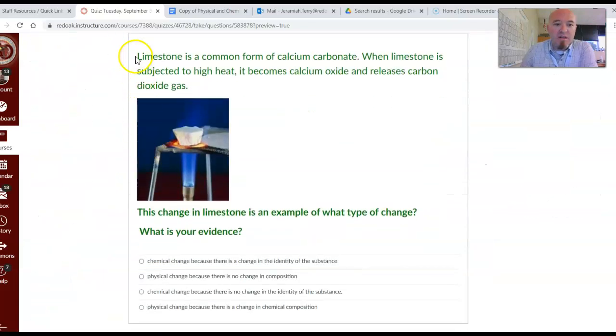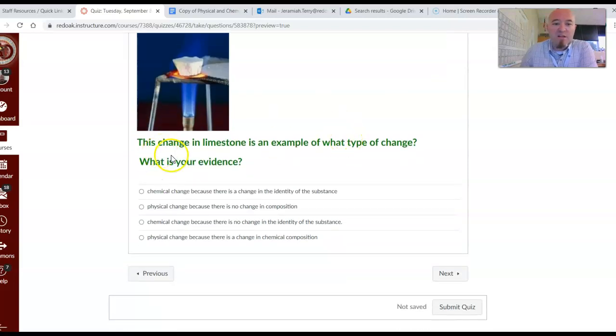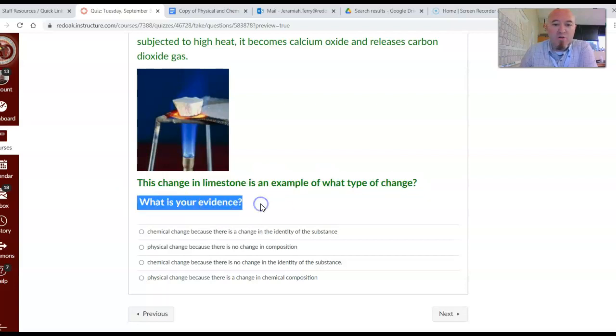Question 9. Limestone is a common form of calcium carbonate. When limestone is subjected to high heat, it becomes calcium oxide and releases carbon dioxide gas. This change in limestone is an example of what kind of change? What is your evidence? Is it that chemical change because there is a change in the identity of the substance? Is it a physical change because there's no change in composition? Is it a chemical change because there's no change in the identity of the substance? Or is it a physical change because there is a change in chemical composition?